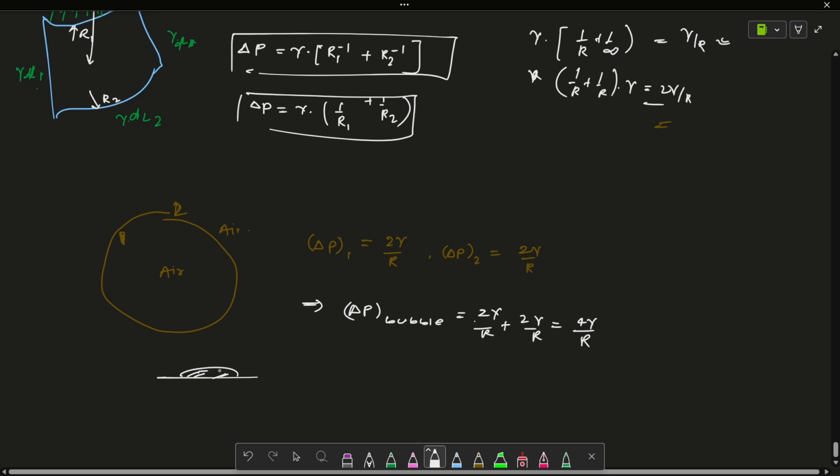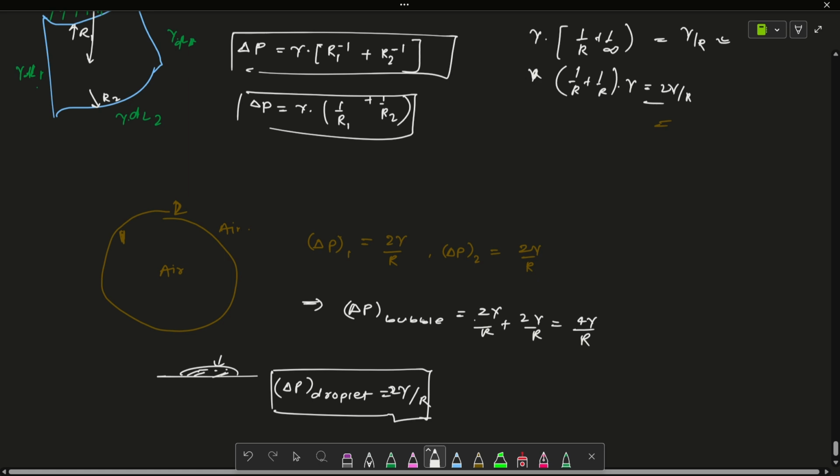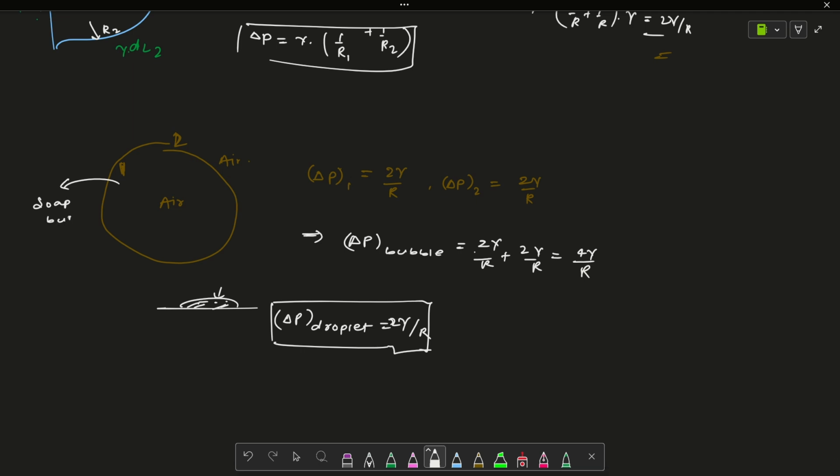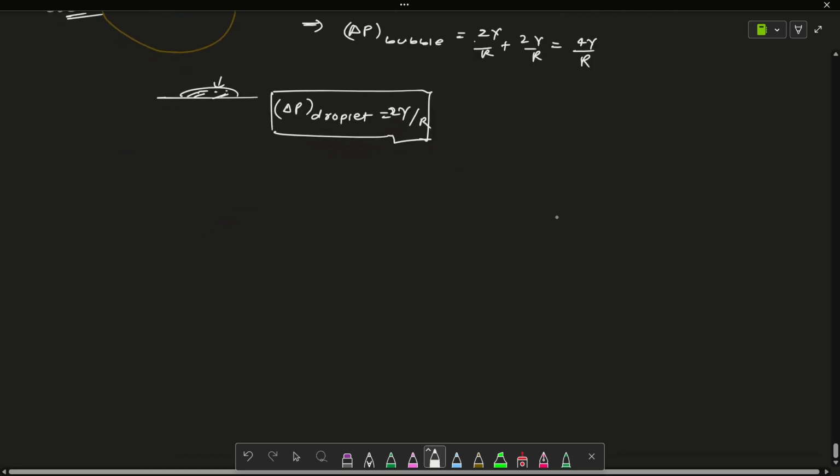Now if you see in the case of any butter droplet, there is only one interface, right? And let's suppose we are taking it as a spherical shape. So the delta P that the droplet will face is just 2 gamma by R, right? There are no two interfaces, only one interface there. We are taking it as an ideal spherical object. But in case of the soap bubble, we'll get 4 gamma by R.